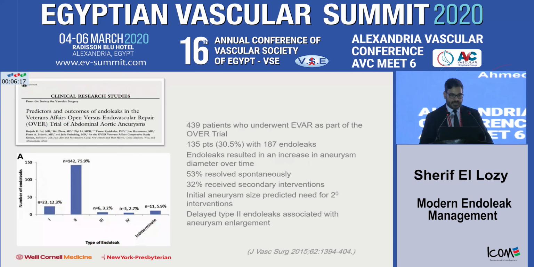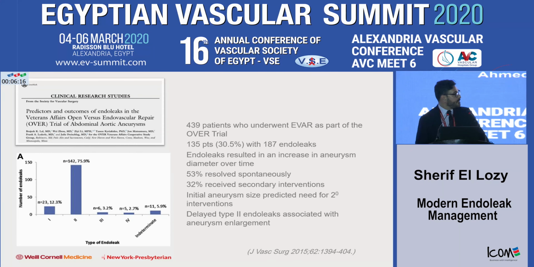So I think this is what people deal with the most. Just to get a sense of the scope of the problem, this is from the OVER trial, which was a randomized control trial comparing open and endovascular repair. They looked at all the endovascular patients and looked at the spectrum of their endoleaks. And as in most reports, about 75% of the endoleaks were type 2s. Over the 6-year follow-up, 30% of patients developed an endoleak.